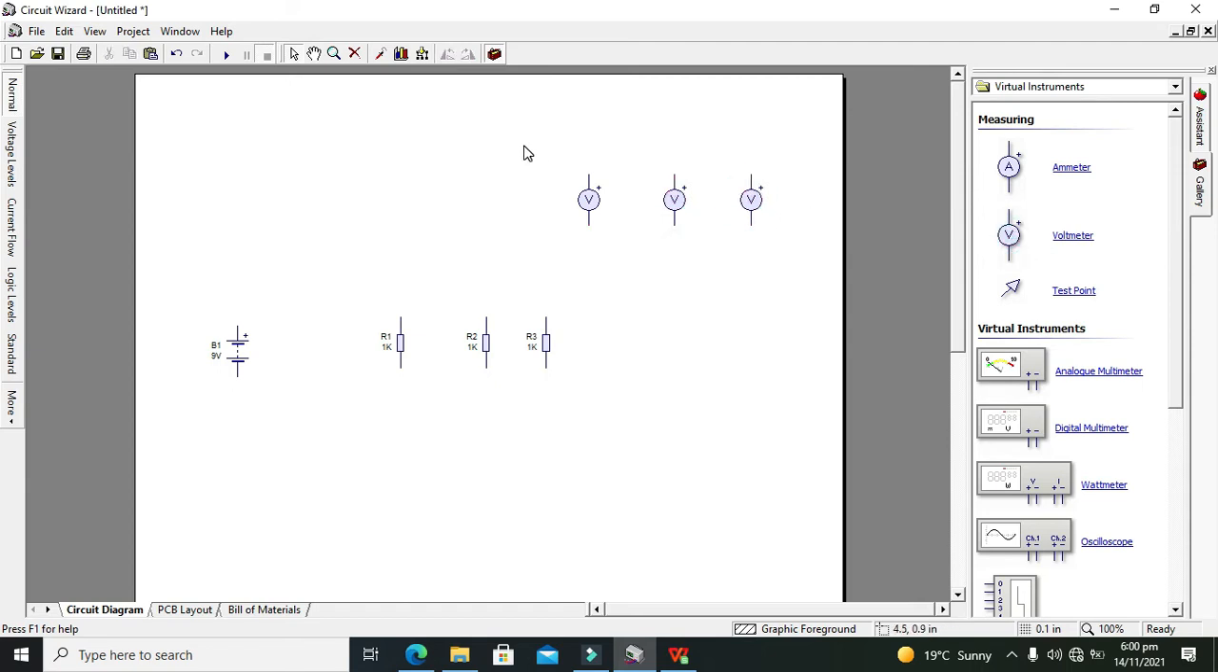Now, what is the statement of KVL? It states that the sum of all the voltages that rise within a circuit must be equal to the sum of all the voltage drops. Simply, all the rise in voltage must be dropped within the circuit. So now rotate this one, and also rotate this resistor and this resistor as well.